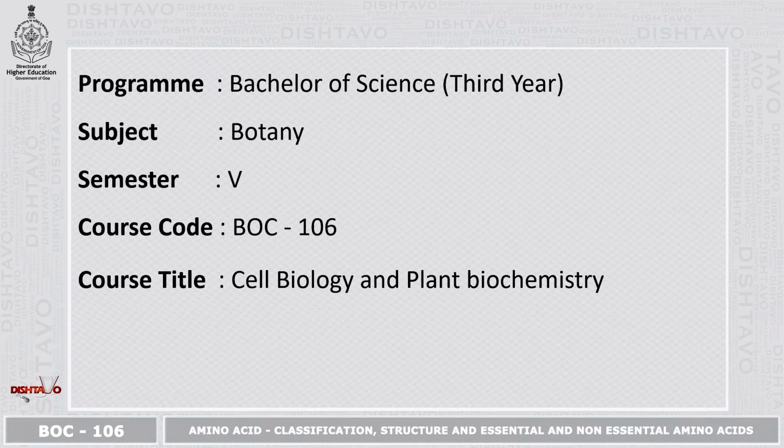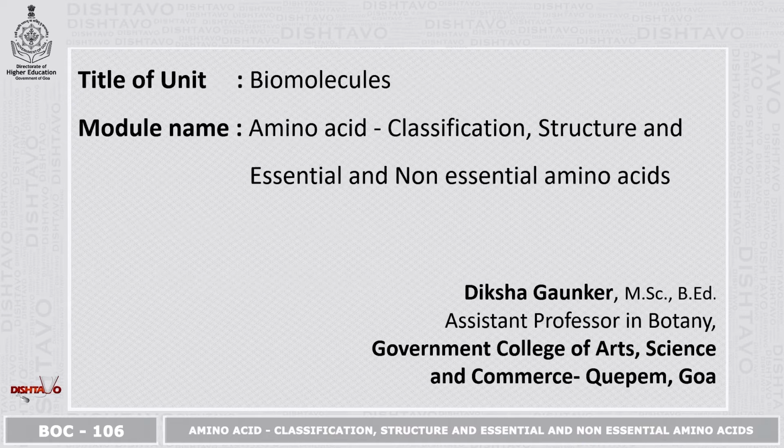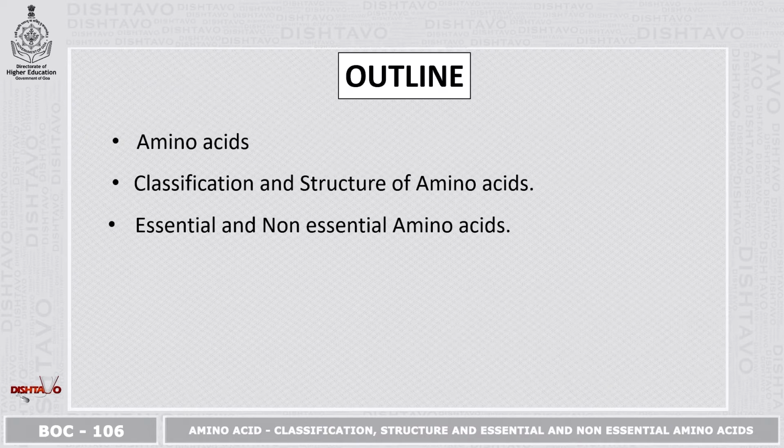Program Bachelor of Science, 3rd year, Subject Botany, Semester 5, Course Code BOC 106, Course Title Cell Biology and Plant Biochemistry. Title of the unit Biomolecules, Module name Amino Acid, Classification, Structure and Essential and Non-Essential Amino Acids.